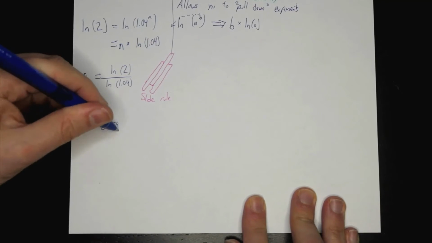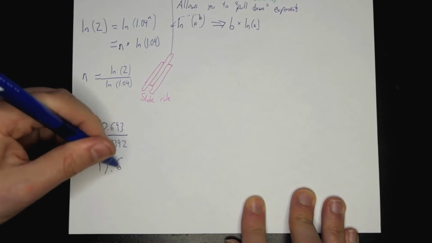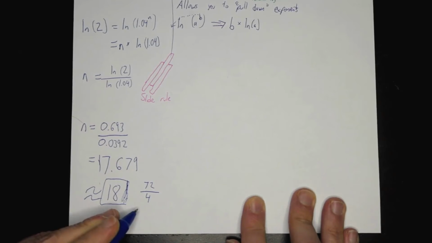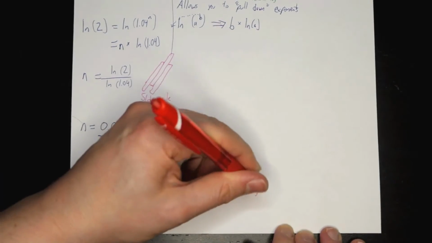Now, don't worry. If you happen to leave your slide rule at home, I've got one here. I'll do it for you. Plug in, solve for n, and we get a doubling time of 17.679 years, which is pretty close to 18. So not bad there, it's pretty close.